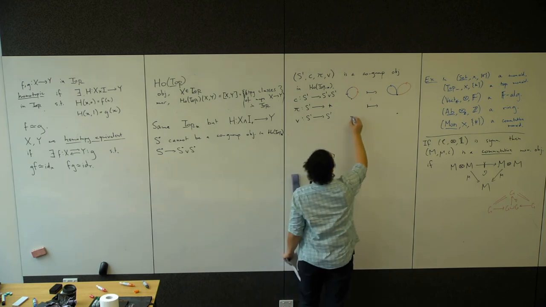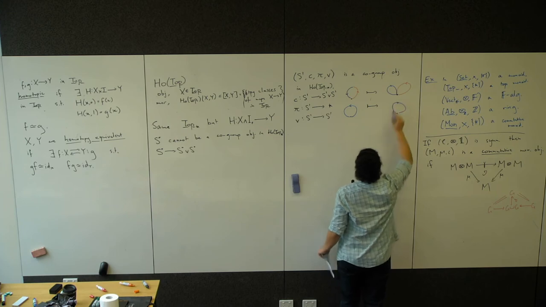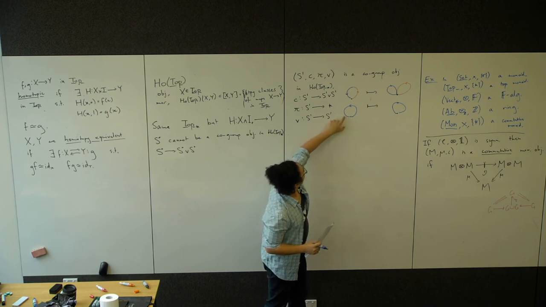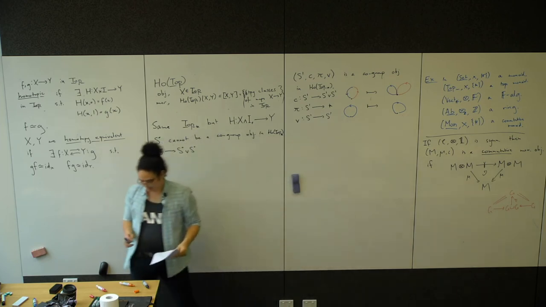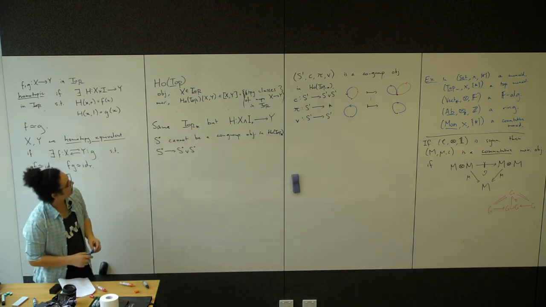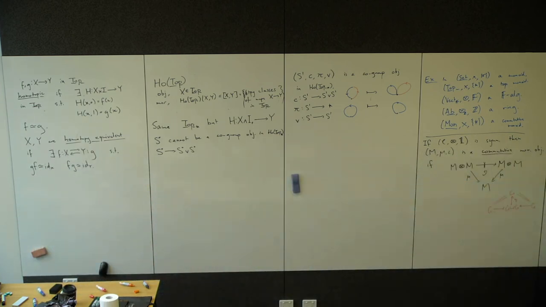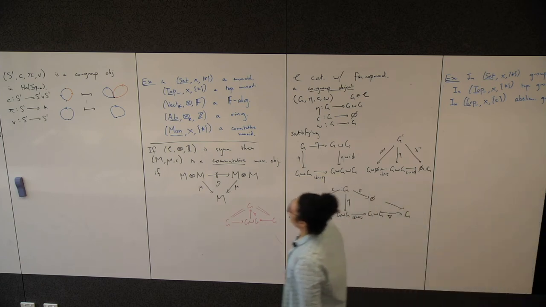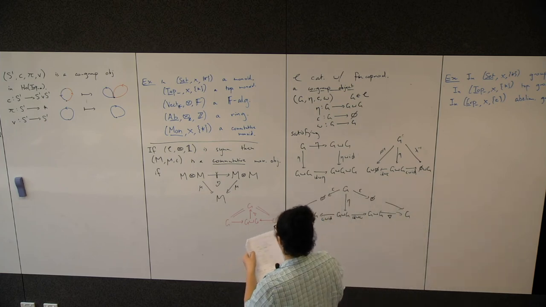You can think about this map as reflecting the circle down the middle. It sends this point to this point. That's V, yes. Okay, so maybe I better switch these things, so I can quickly justify these diagrams. Let's see, which ones did I want to quickly say something about?